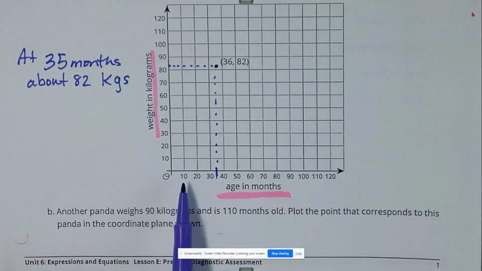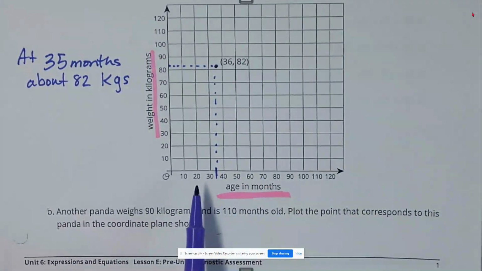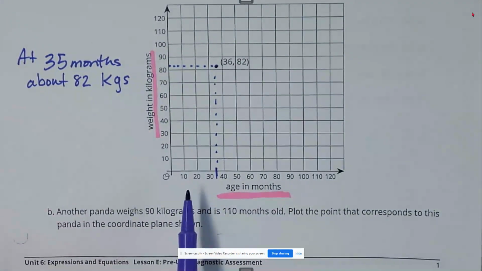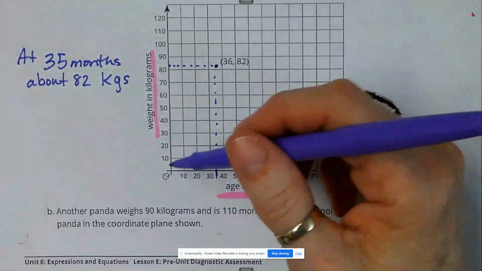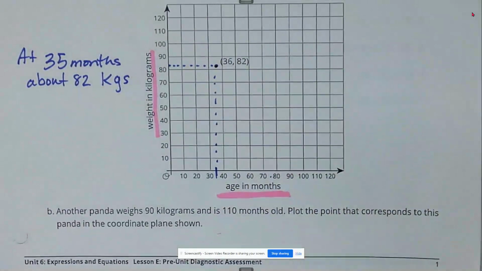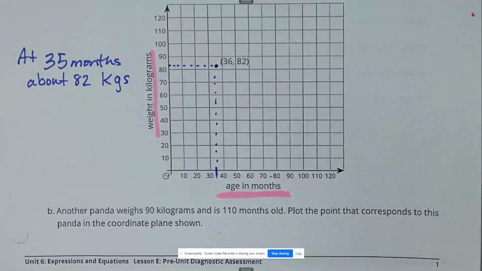You should also notice that your grid pattern is always counting, like skip counting. So this particular one is skip counting by tens on both directions. Sometimes it'll be twos or fives or hundreds. It depends on your data.